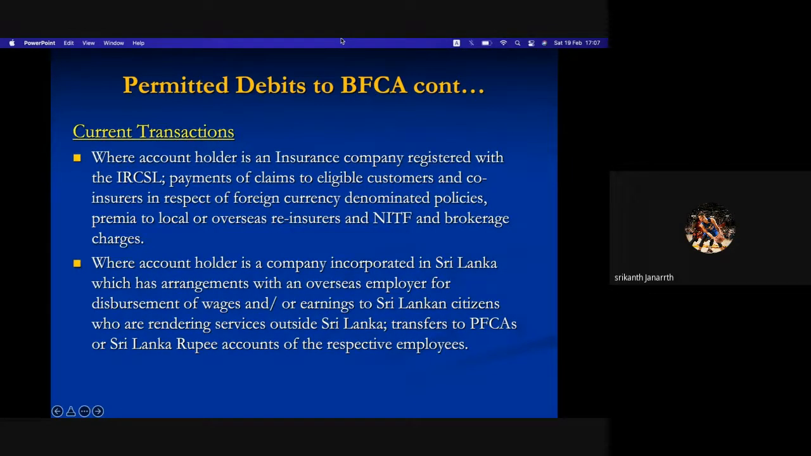Where the account holder is a company incorporated in Sri Lanka, which has an arrangement with the overseas employer for disbursement of wages. Yes. As I told you, now they are distributing the wages. There's a company employed here for the distribution of salaries. They can make the distribution of salary once the foreign employer sends a bulk amount to the BFC account holder. The BFC account holder has the list of the crew members to whom the salary needs to be paid. So it can be a rupee account, it can be a foreign currency account. So the wages are distributed, right? It can be rupee, PFCA, whatever the account, those salaries are paid. So that is a debit again, right?